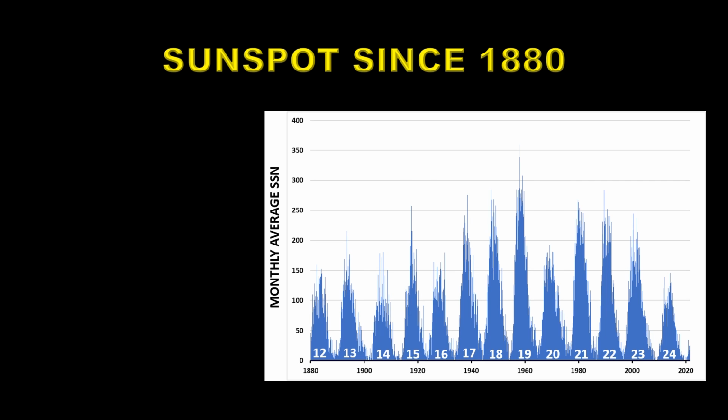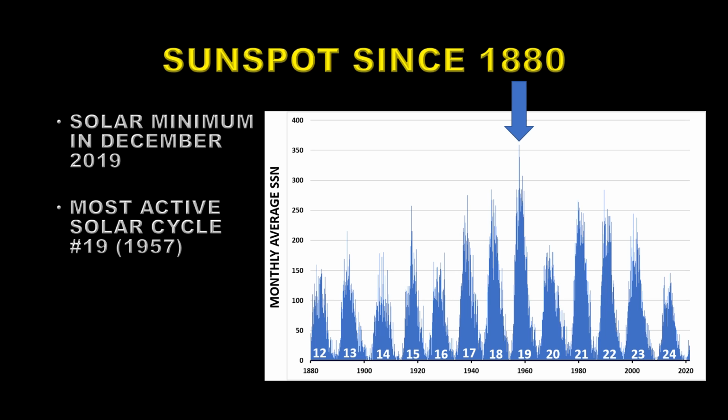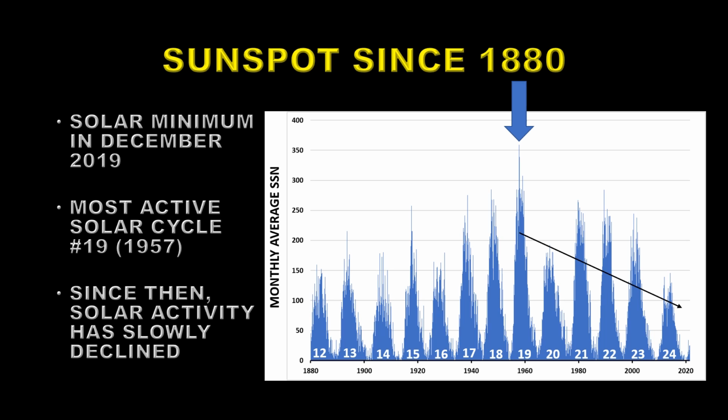Here is the actual sunspots data. The numbers vary from 0 all the way up to about 350. I've put the number of the solar cycles underneath each peak. So we're showing solar cycles from cycle 12 through cycle 24. We're just beginning to see the beginning of solar cycle 25 on the far right hand side of the plot. The last solar minimum was in December of 2019. The largest cycle we had was solar cycle 19, which was in 1957. However, since then, there's been a general decline in solar activity.